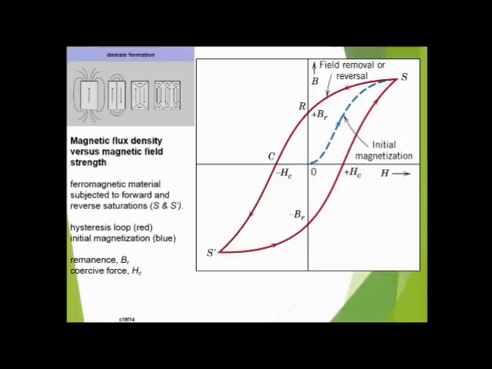Now the magnetic flux density versus the magnetic field strength gives you the hysteresis curve. This is a very popular thing; you have heard about it. The ferromagnetic material is subjected to forward and reverse saturation, and the hysteresis loop is the red colored loop, but the initial magnetization is given by this blue colored line. The loop is first formed from S to S dash, and after that the field is removed, and hence the loop again acts in the reverse direction, and we get this hysteresis loop.